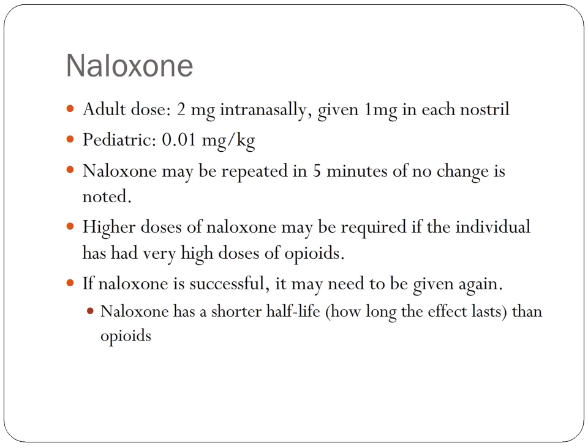The pediatric dose is a little bit more difficult to calculate. It is 0.01 milligrams per kilogram. Naloxone can be repeated in 5 minutes if no change is noted. Higher doses of naloxone may be required if the individual has had very high doses of opioids. This also applies if they've had fentanyl or carfentanil. However, if they're using heroin, you won't know what that's cut with, so you may not know if they've actually used fentanyl or carfentanil. If the naloxone is successful, it may need to be given again.